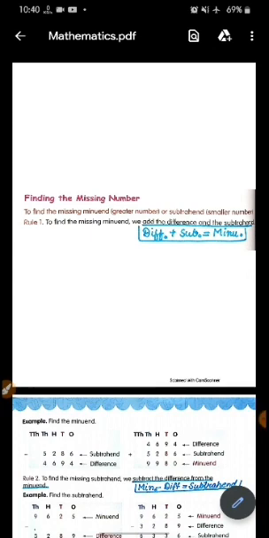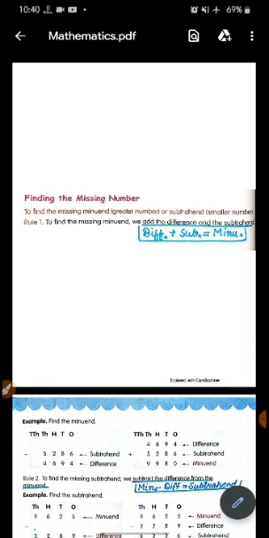Today we are going to restart the second last and the last topic of your chapter 3, which is subtraction. So let us begin. Today our topic is to find the missing numbers. In this topic we will know how to find the missing number in the subtraction.